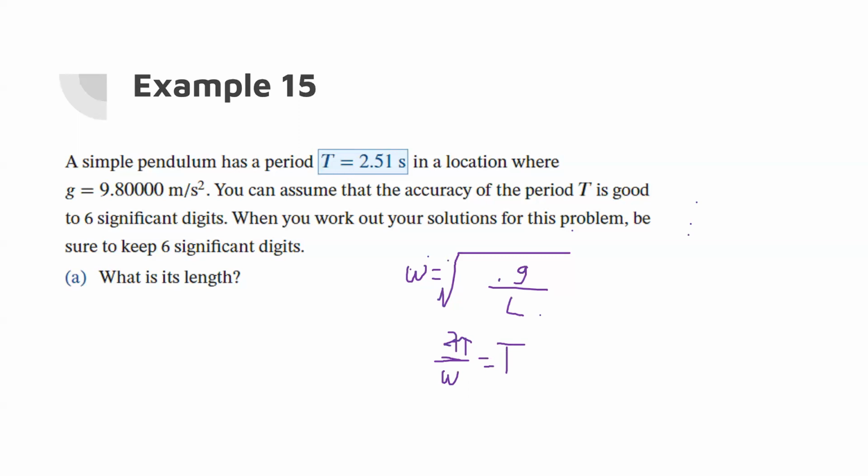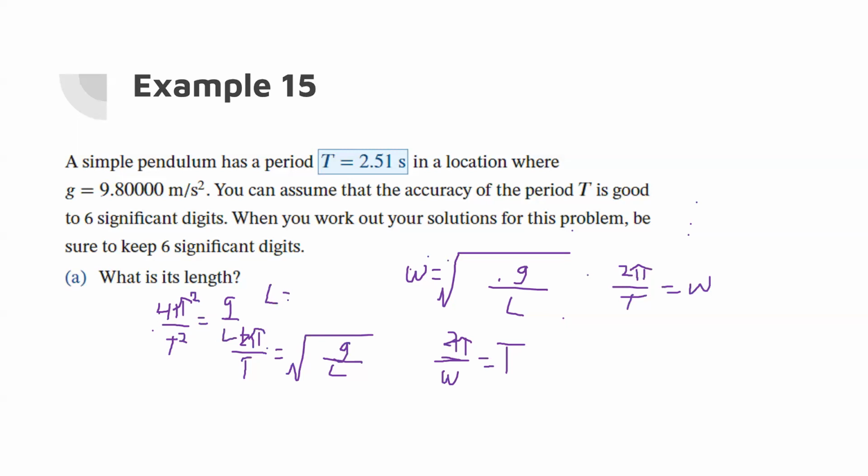Then if I rewrite that as 2 pi over T equals omega, I can get that 2 pi over T is equal to the square root of g over L. Like that, and then I can solve for L by doing 4 pi squared over T squared equals g over L, and I get L is equal to T squared g over 4 pi squared. That's my final answer. Okay.